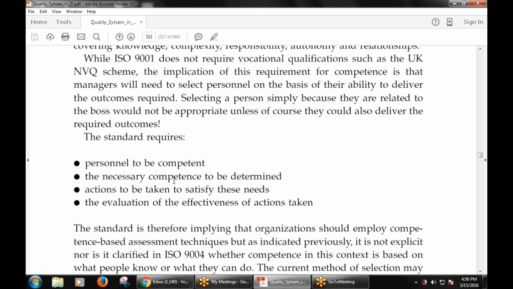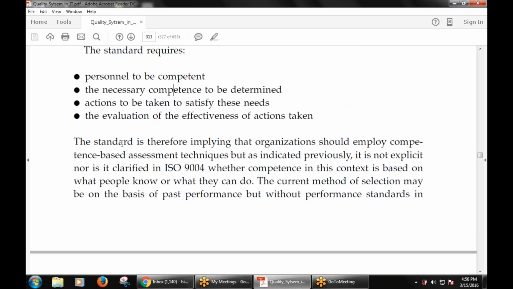So what is the necessary competence that is required, then actions to be taken to satisfy these needs, then the evaluation of the effectiveness of the action taken. Whether the action is taken effectively or not, that is evaluated. So the standard is therefore implying that organizations should employ a competence-based assessment technique. Previously, that was not clarified in ISO 9004.